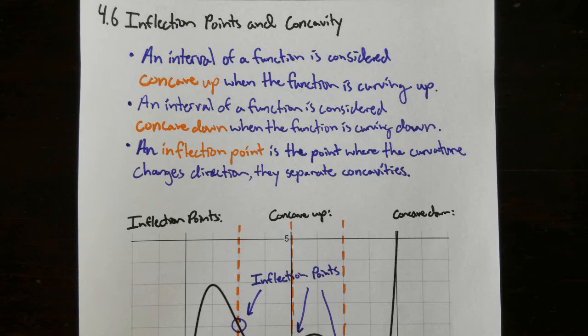Hello class, today we're on 4.6, inflection points in concavity. An interval of a function is considered concave up when the function is curving up. An interval of a function is considered concave down when the function is curving down. An inflection point is the point where the curvature changes direction. So they basically separate concavities. We'll have sections where it's concave up, sections where it's concave down, and in the middle, that point where it switches concavity is what we call an inflection point.